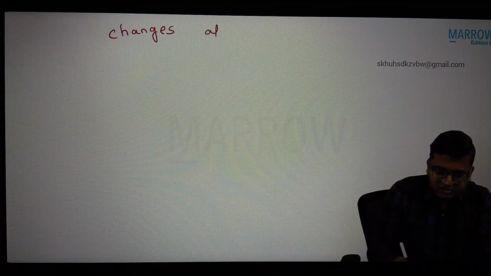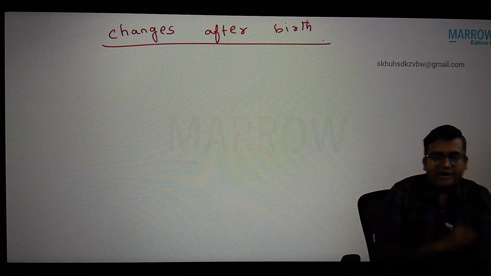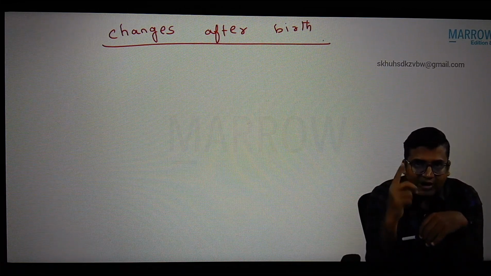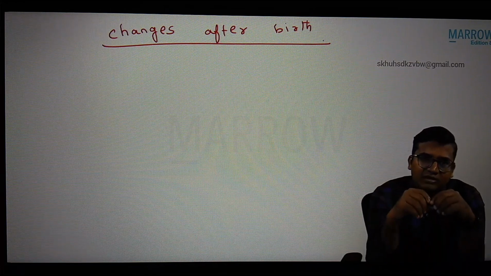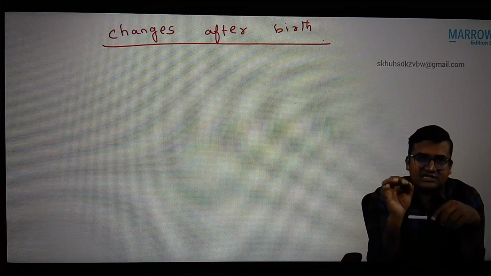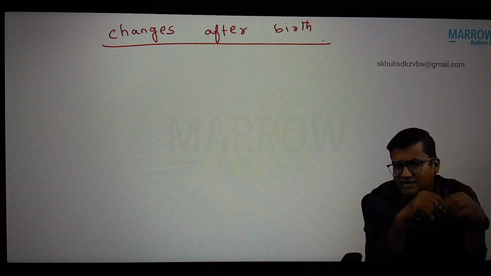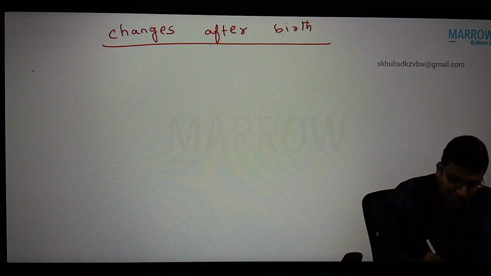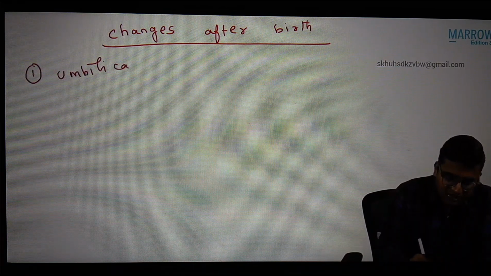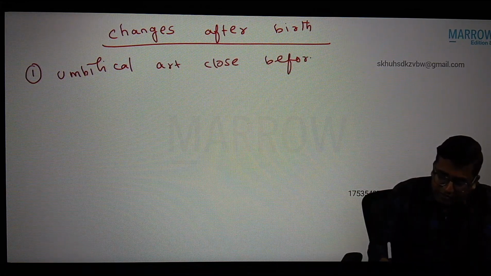What are the changes that will take place after the birth? Now, first and foremost point about the umbilical vessels. We have one umbilical vein and two umbilical arteries. Out of the umbilical vein and the umbilical artery, which is the first structure to close? Umbilical artery or umbilical vein? Any guess? Umbilical artery will close before the vein.